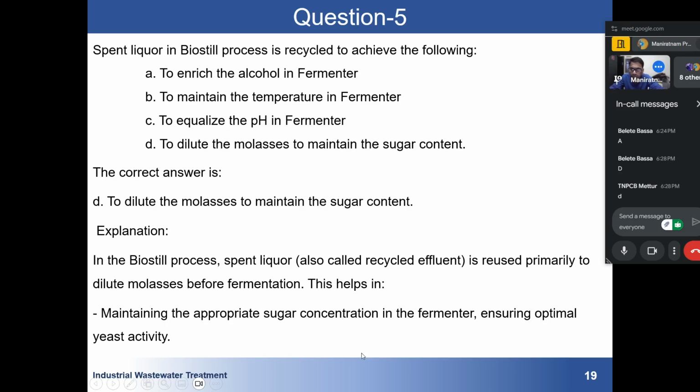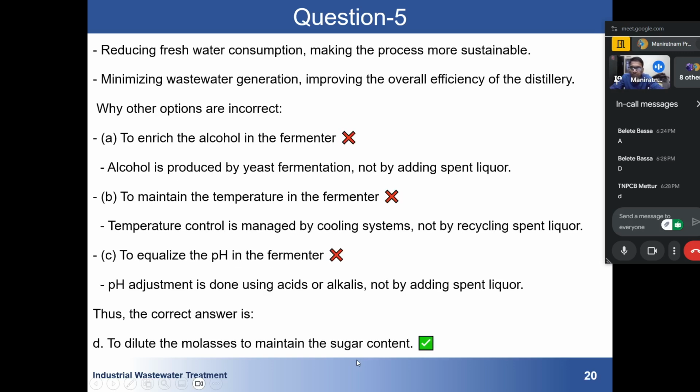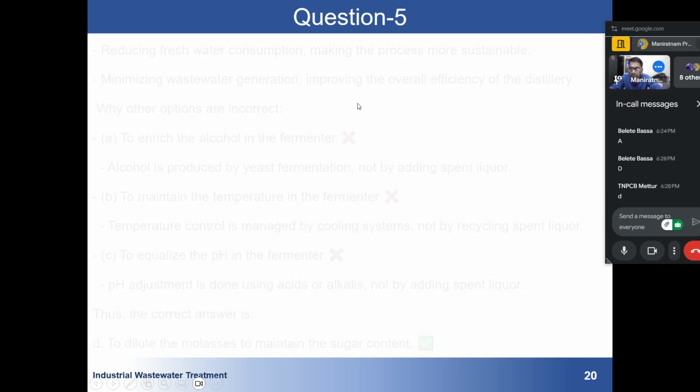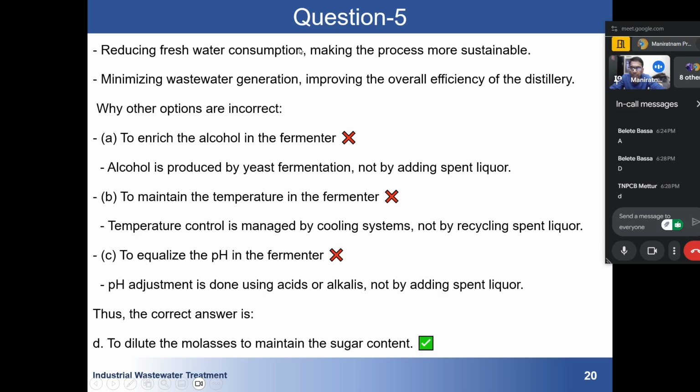Okay, so I hope this is correct. There are other options also: reducing fresh water consumption, making the process more sustainable, minimizing the wastewater generation, improving the overall efficiency of the distillery. So it's like a recycling thing. There will be some part which will be sent back to the main unit where it will dilute our molasses. That will help for a proper fermentation.